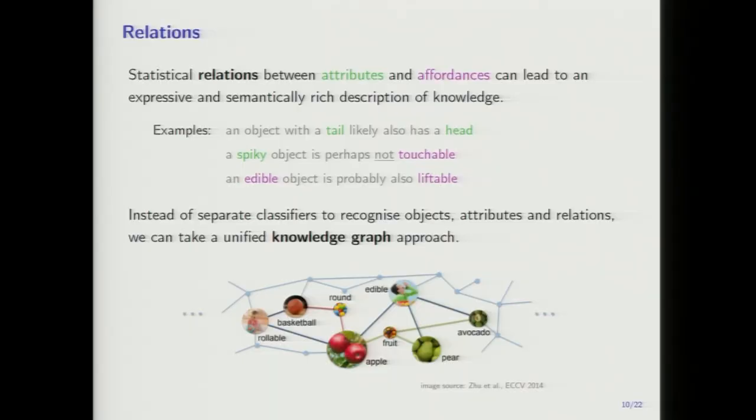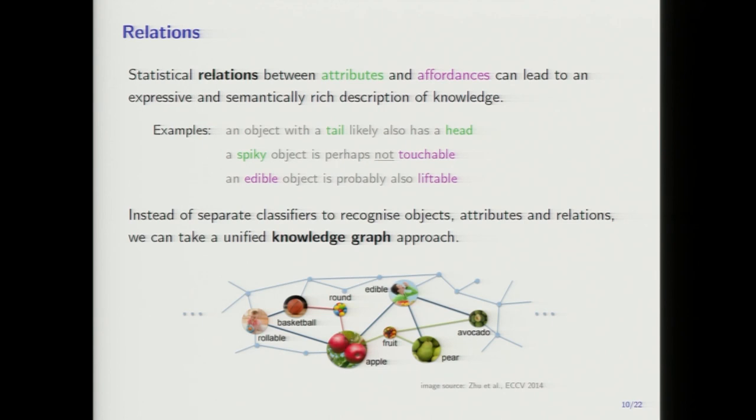Another approach would be a bit more unified, so you can build what we call a knowledge base or a knowledge graph. So you basically have all these attributes and affordances and relations between them, and you basically try to learn these links. So maybe an apple is edible, and it's round, and it's rollable, and so you can build this really rich structure on all your objects and attributes and things. Okay. And then, of course, also associate probabilities with these things.